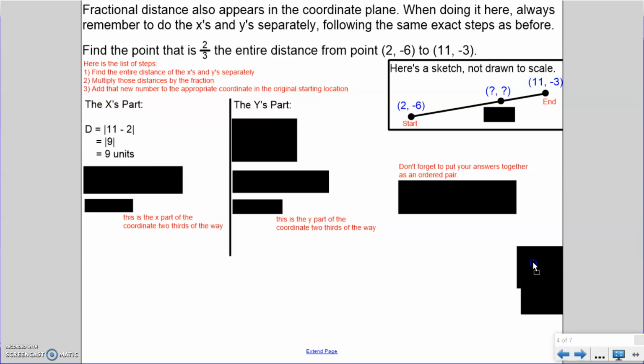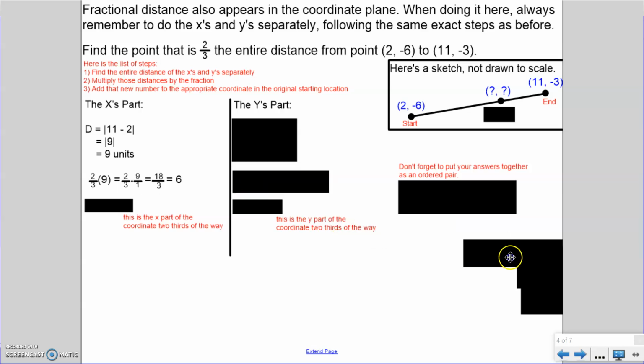So I found the distance, so 11 minus 2 is 9, absolute value of 9 is still 9, so it's 9 units. So from 2 to 11 is 9 spaces. I'll multiply the fraction. 2/3 times 9, so 2/3 times 9 over 1. That's 18 over 3, which reduces to 6.